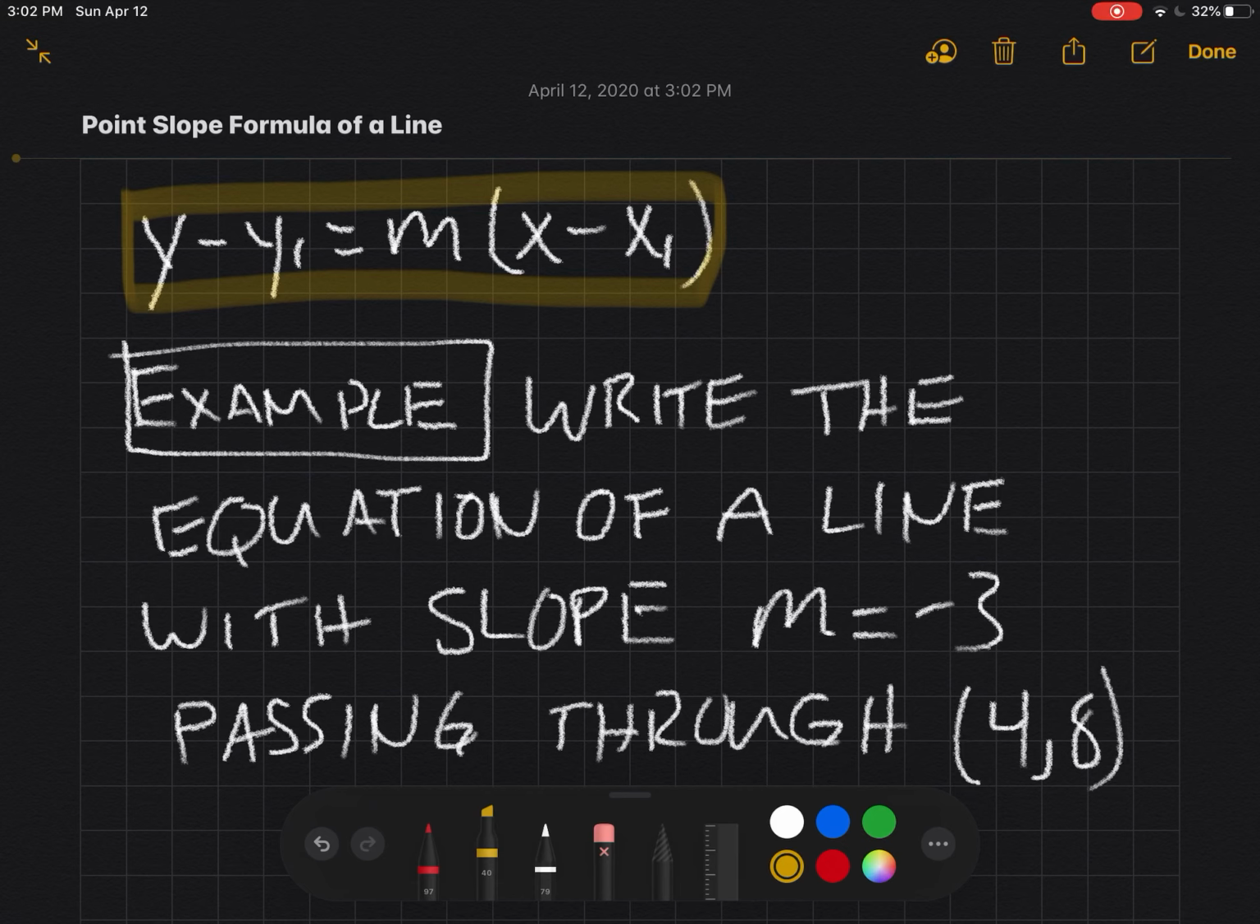Hello Algebra, this video is for you about the point-slope formula of a line. So here it is, the point-slope formula of a line. Now the point that we are talking about is given by these coordinates, x1 and y1.